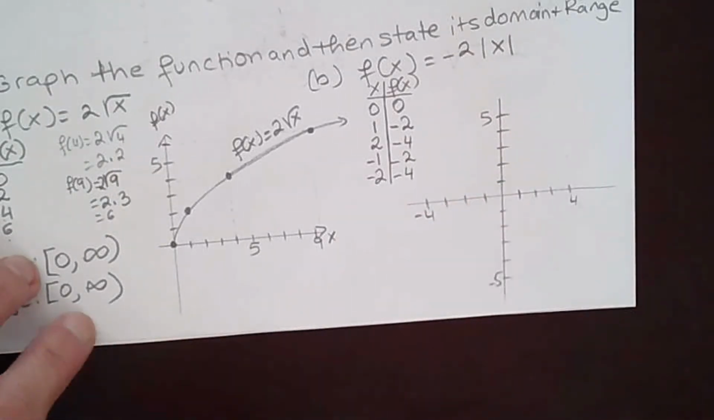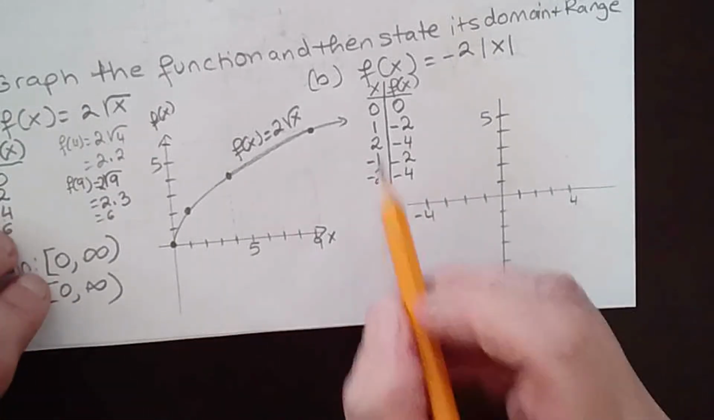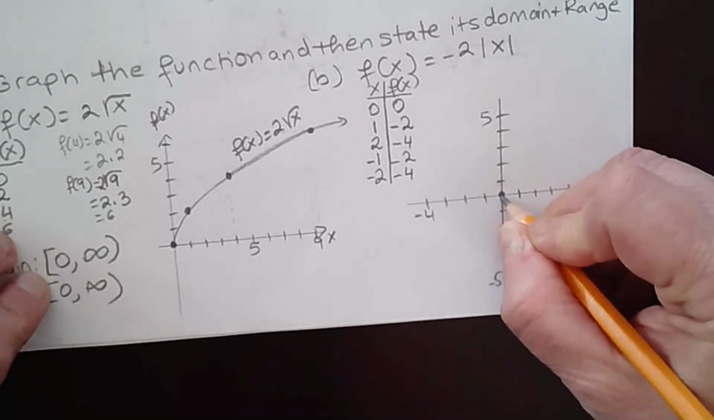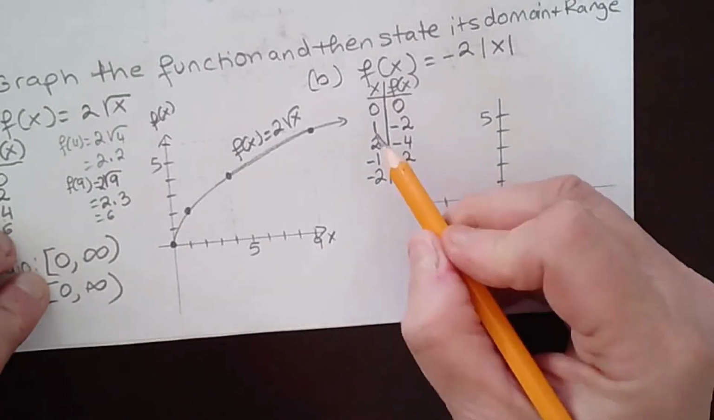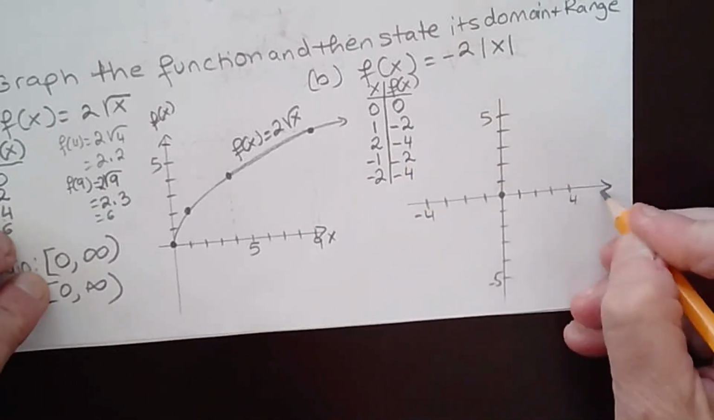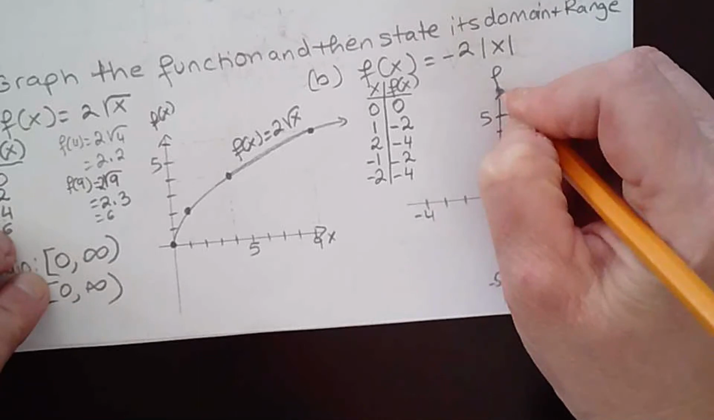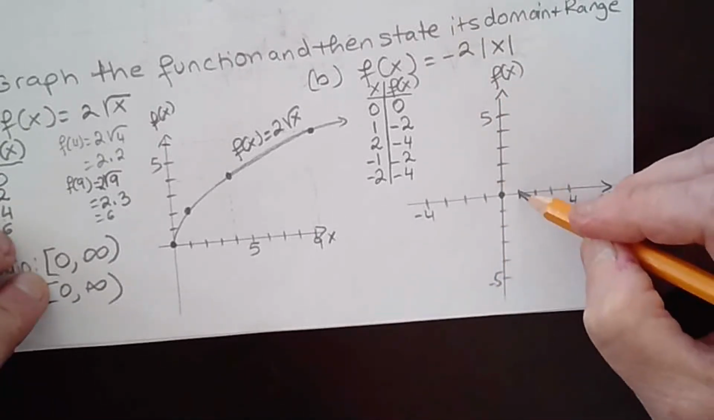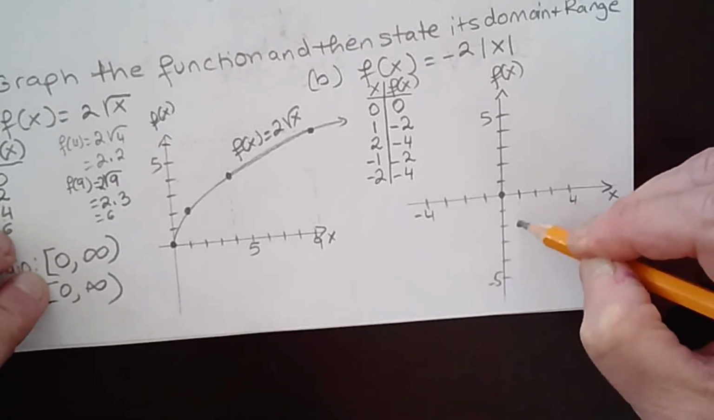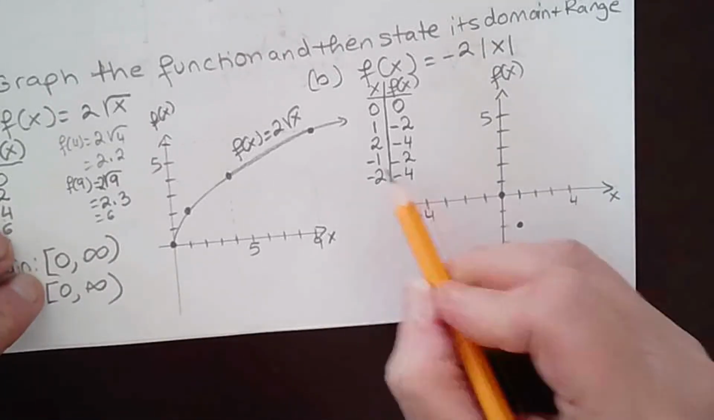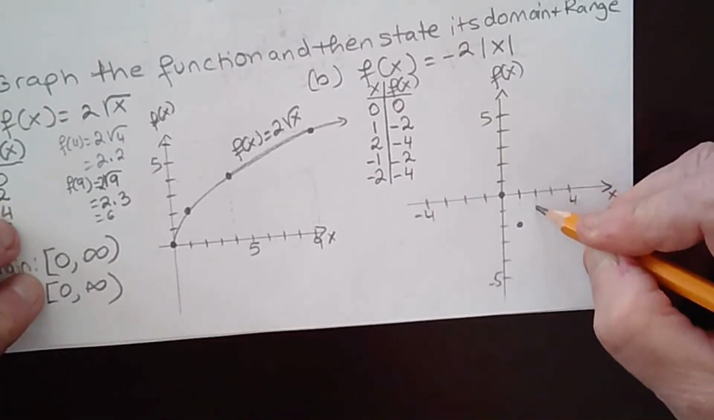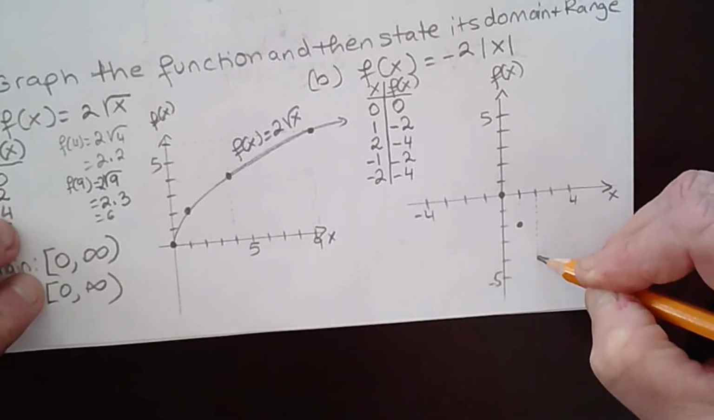Okay, let's plot these points. We're going to have the points 0, 0. That's the origin right here. And when x is 1, f of x is -2. This is, by the way, the x-axis. When x is 1, f of x is -2. When x is 2, f of x is -4. Here x is 2, f of x is -4.